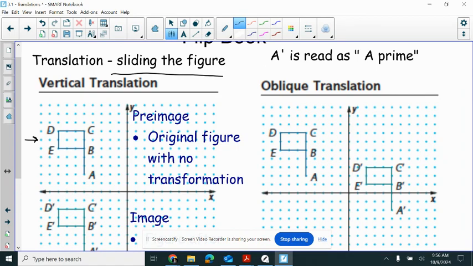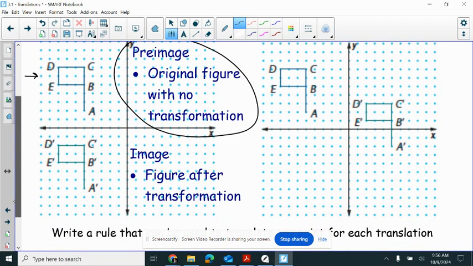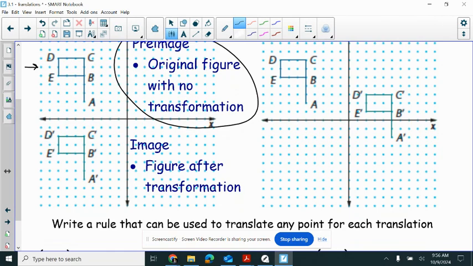When you go from the original figure, that's called the preimage. My preimage is just going to use normal letters: A, B, C, D, E. When you go to the new figure, that's called the image. That's after the transformation has taken place. You'll see apostrophes after each letter. The way we read that is A prime, B prime, C prime, D prime, E prime. You just say prime after the letter, so you know that's the new figure after the transformation.